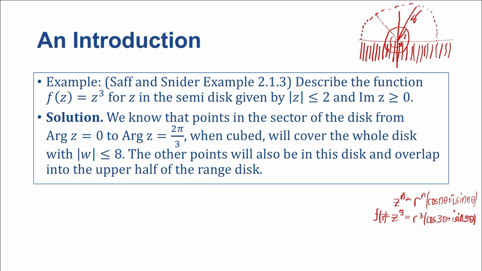So this sort of explains that, and we know that the sector of the disk from arg z equals 0 to arg z equals 2 pi over 3, when cubed, will cover the whole disk with modulus of w up to 8. The other points are, again, going to be shifted even farther. They're going to go all the way around.